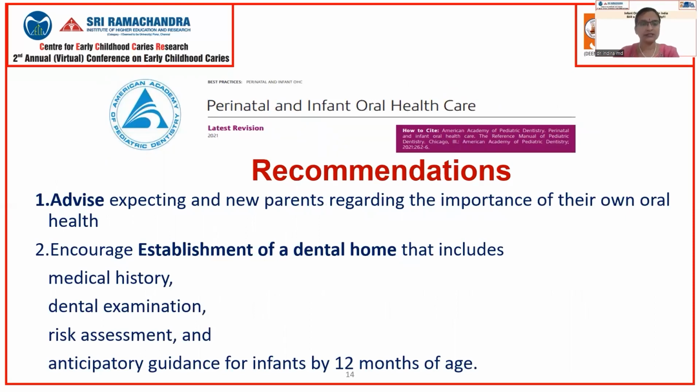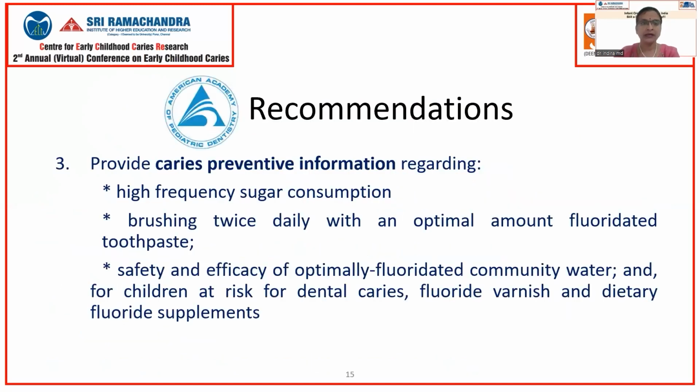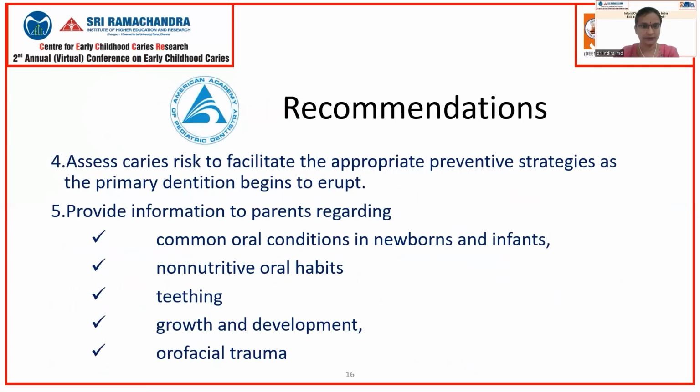The AAPD's recommendations on infant oral health care go like this. They have given 7 recommendations. The first is to advise the expecting or new parents regarding the importance of their own oral health. Second, encourage them to establish the dental home, wherein the medical examination, dental examination, risk assessment, and anticipatory guidance for the infants are given. The third recommendation is caries preventive information regarding high sugar consumption, brushing twice daily, and the safety and efficacy of fluoridated community water. The fourth recommendation is to assess the caries risk to facilitate appropriate preventive strategies.